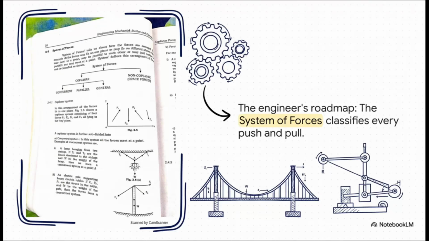And this right here, this is basically the roadmap. It's the flowchart that engineers use to sort every single push and pull you can imagine. Think of it like the blueprint for figuring out, well, anything, from a simple little lamp hanging from the ceiling to a super complex machine. And that's the key takeaway, right? It all starts with classifying these forces.